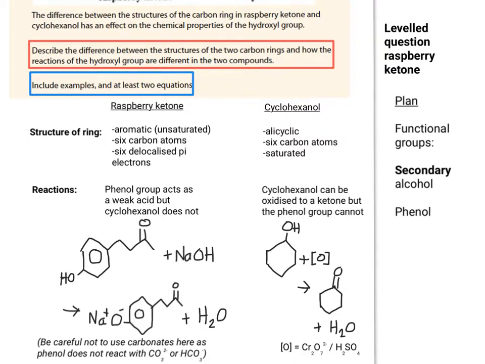So cyclohexanol as a secondary alcohol can be oxidized to cyclohexanone, ketone, and water. The source of the oxygen atom is obviously dichromate in the presence of sulfuric acid. And it does no harm to label up the cyclohexanone so the examiner knows that you are aware of the name of that particular compound.